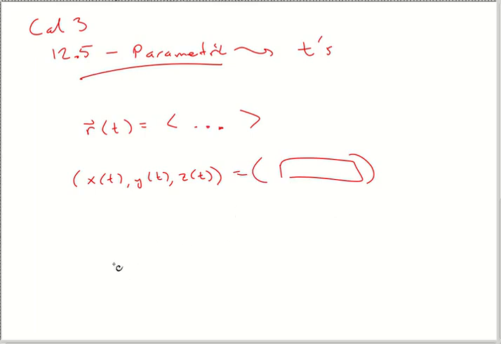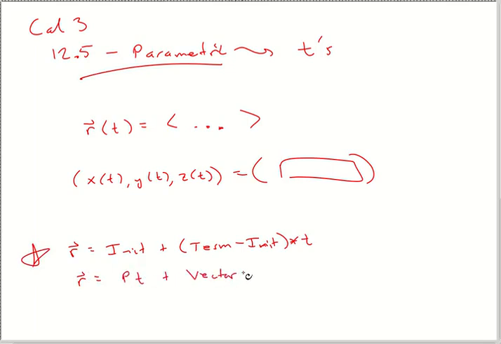Here's some formulas for you. That r vector basically is your initial point plus the terminal point minus the initial point, and then times t. That's one formula. Another formula could be, if you have a point and a vector in particular, your point plus your vector times t. So that's another way to do it.